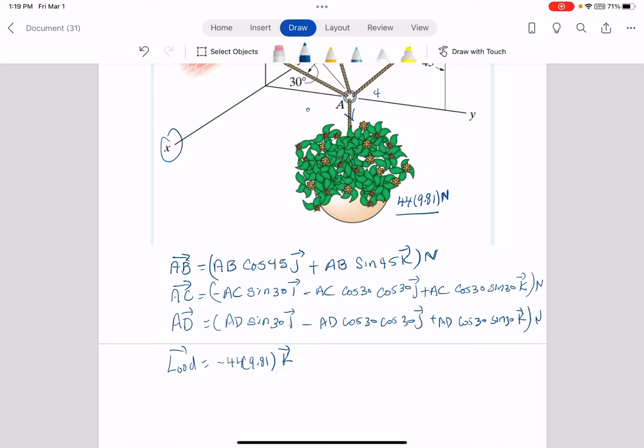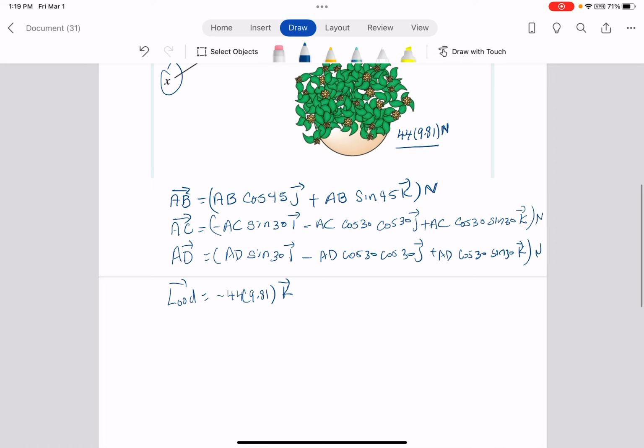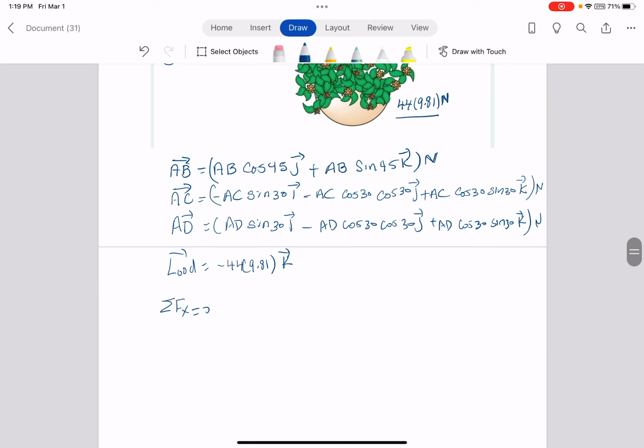Okay, now we should sum up all the forces in the x-axis. What is x? X positive is that way. Now let's change the color. There's nothing in AB in the i. There is this one in the i, AC.